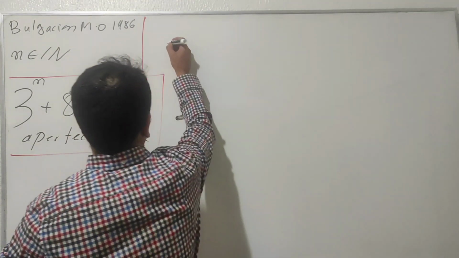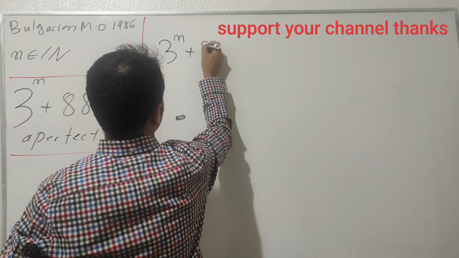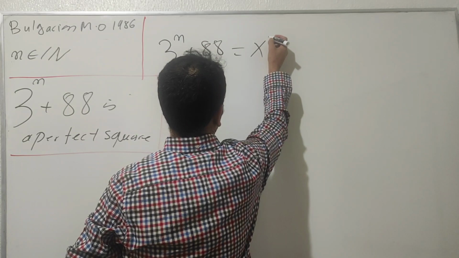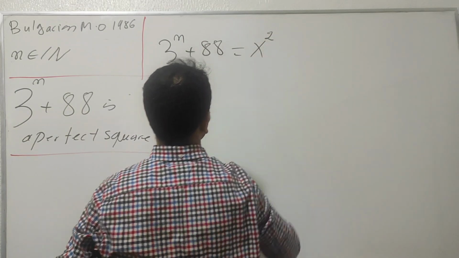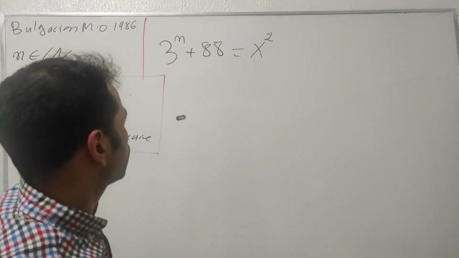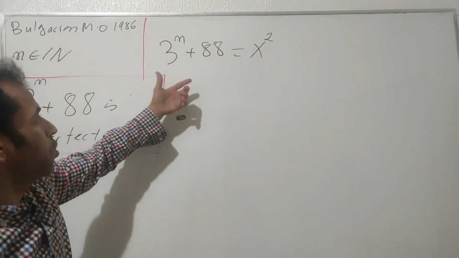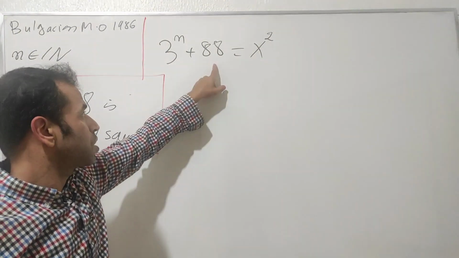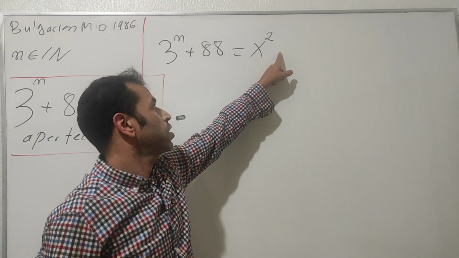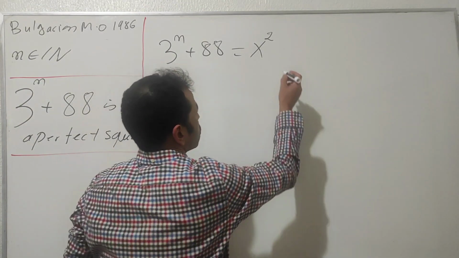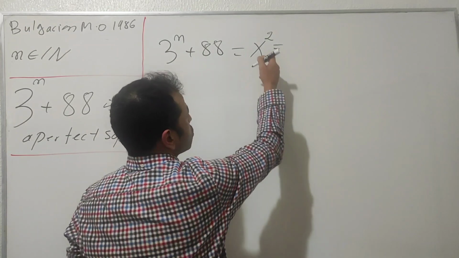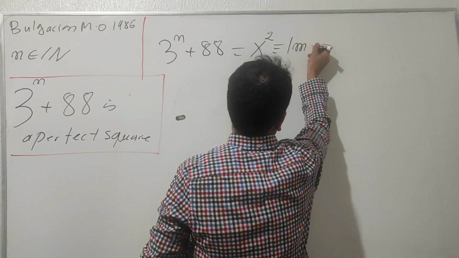So we say in this term 3 to the n plus 88 is a perfect square, which is going to be written in this form, x squared. Now if you take a look at both sides of this equation, the left hand side is odd, because this term is odd and 88 is even, which gives us odd. Okay, so this one is very famous. This one is congruent to 1 mod 4.